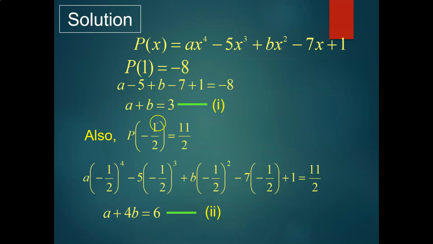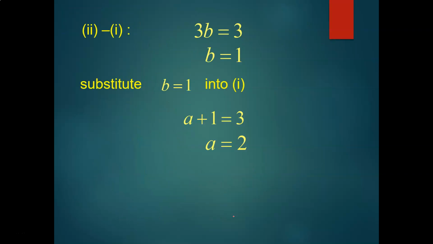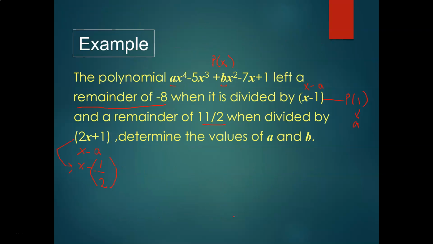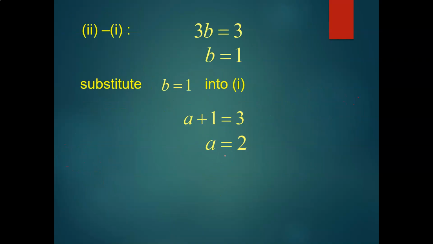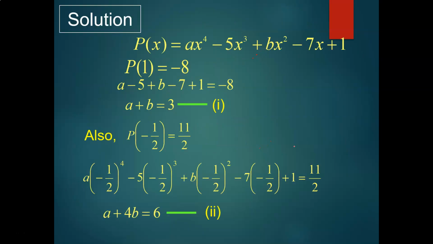Okay, so I just substitute this one. Substitute this a into every little x over here. Then you get the remainder is 11 over 2. So you have obtained the second equation, which is this one. So when you have two equations, what you're going to do next is perform the simultaneous equation, persamaan serentak. Either 1 tolak 2 ataupun 2 tolak 1. So in this case, minus 2 minus 1. 2 minus 1. So I obtain b equal to 1 and a equal to 2. Okay.